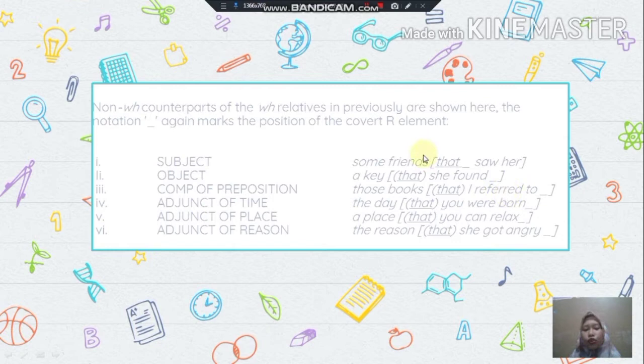The non-WH construction is not always available when the relativized element is adjunct or complement. The adjunct or complement of place, like example number 5, with the head noun a place, is perfectly acceptable. But in sentences with head nouns less likely to suggest location, like a place that you can relax, it's like you give a suggestion to someone that the place can make you relax. So a WH relative would normally be required here.